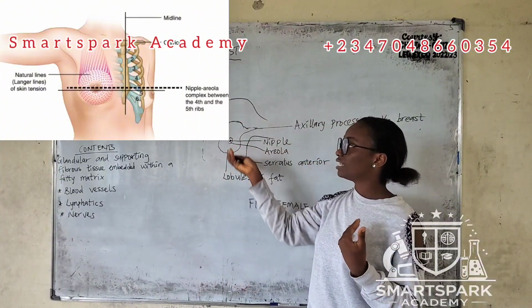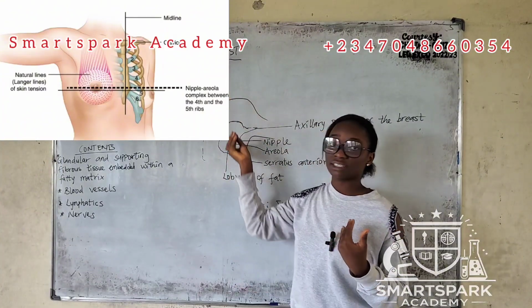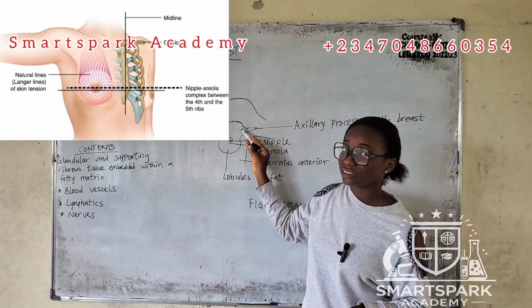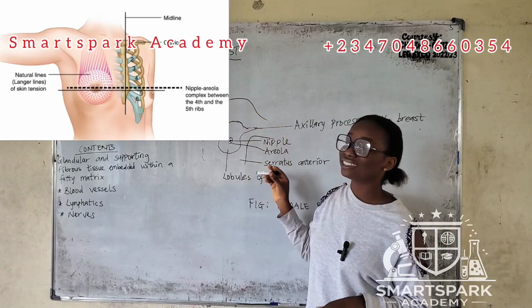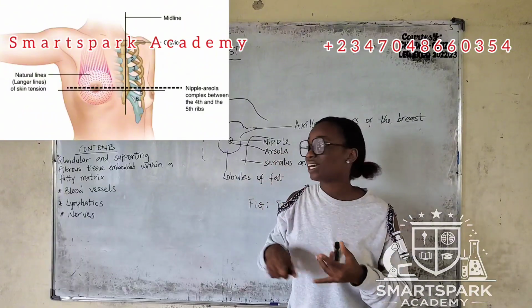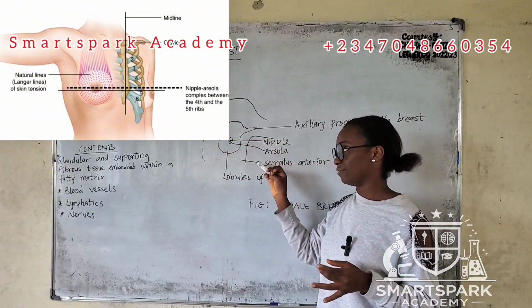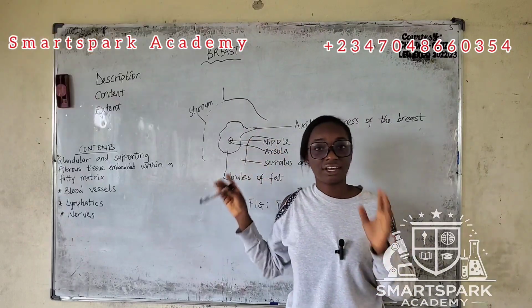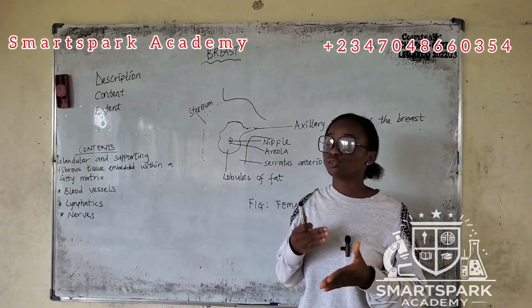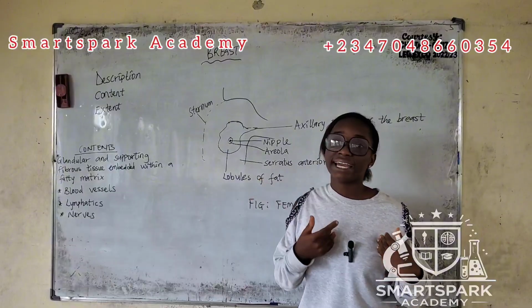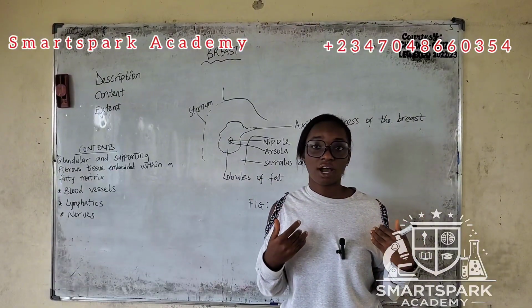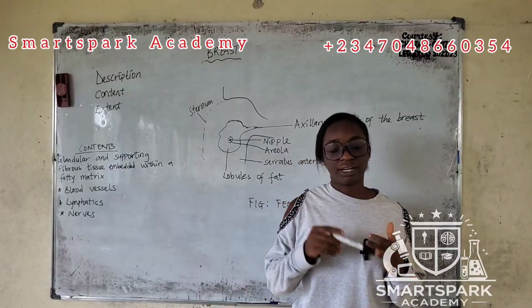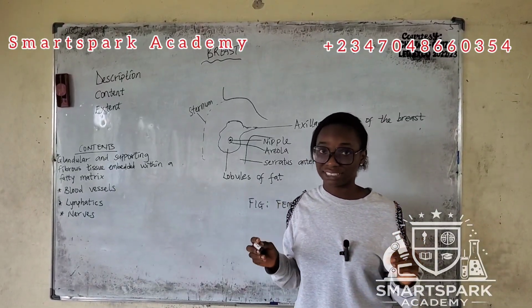Now, if we want to consider the extent of the breast vertically from up to down, you can find the breast on the second to the sixth rib. So transversely from the sternum to the mid-axillary line, then vertically from the second to the sixth rib. I still want you to note that the breast lies on the pectoralis major and minor muscles. The pectoralis major muscle and the pectoralis minor muscle hold the breast.